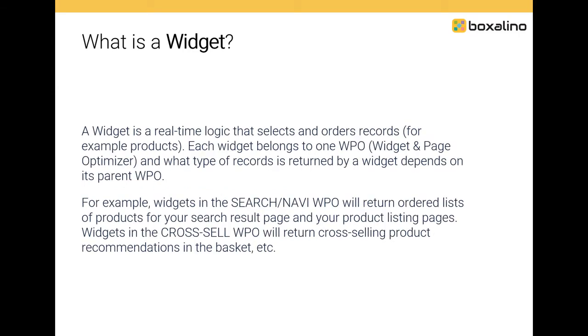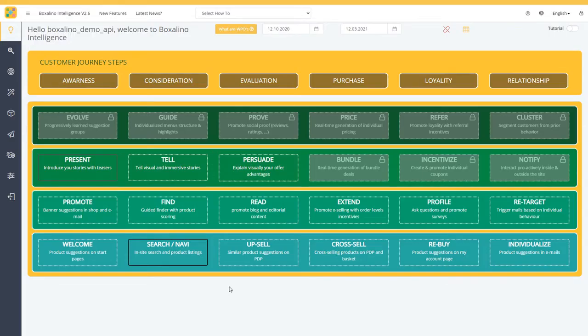So what is a widget exactly? Well, a widget is a real-time logic that selects and orders records, for example, products. Each widget belongs to a WPO, which stands for Widget and Page Optimizer. And what type of records is returned by a widget depends on its parent WPO. Here, as we can see, we have all of the different WPOs listed: the welcome, the search and navi, the upsell, the cross-sell, the rebuy, the individualize, and many more. Each of these blocks is a WPO.